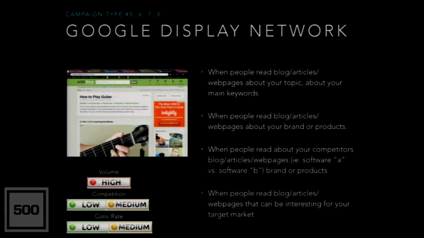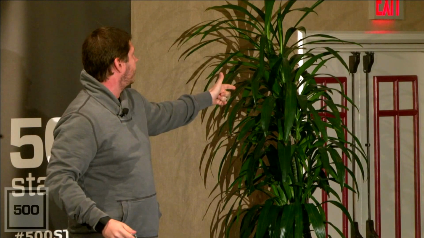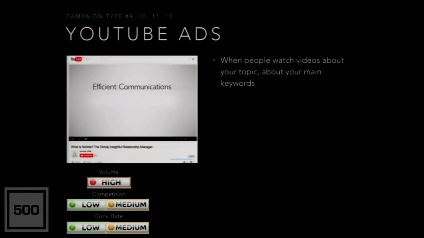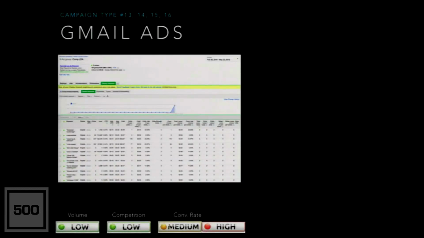So you apply that on Google Display Network: your main keywords, when someone is searching for your competitor, when someone is searching for your brand, and when someone is searching for all the other things. Which one is the second search engine in the world? YouTube. So when someone is watching videos about your brand, about your competitors, about things that interest them, or about all the other things, you can target them with YouTube ads.